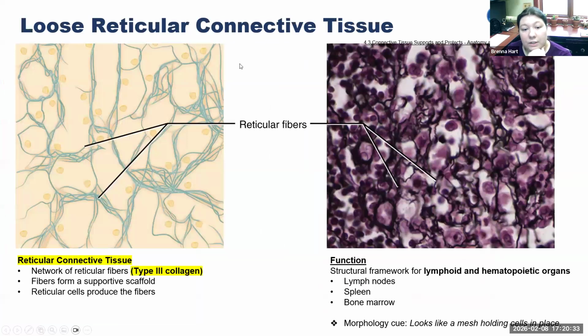And then we have loose reticular connective tissue. So reticular fibers, these are the soft, delicate structural framework setups. They are type 3 collagen. It looks like a mesh. Anytime you see this spider webbing out, think reticular. And it basically is forming the framework for lymphoid and hematopoietic organs. So your lymph nodes, your spleen, bone marrow, those associated.